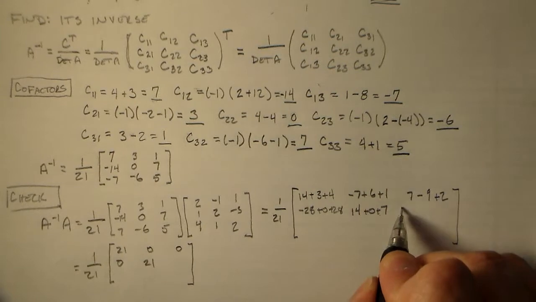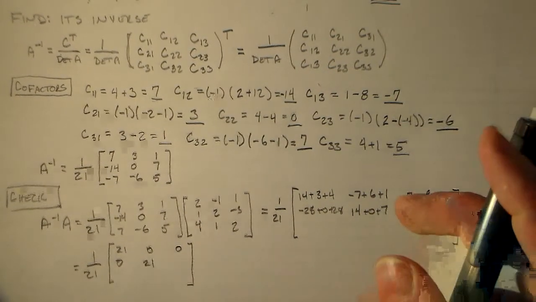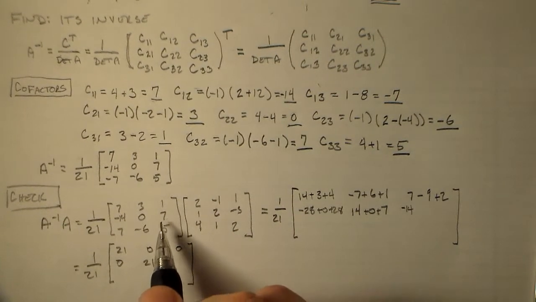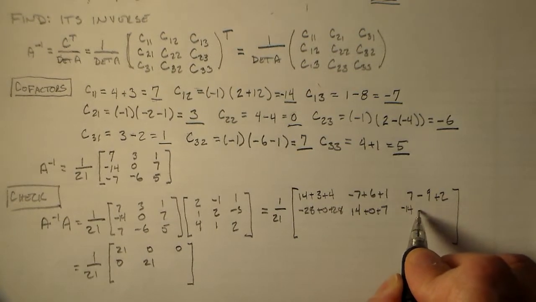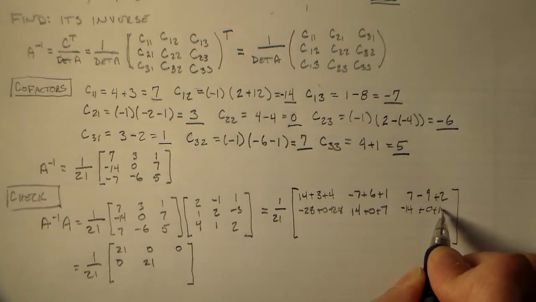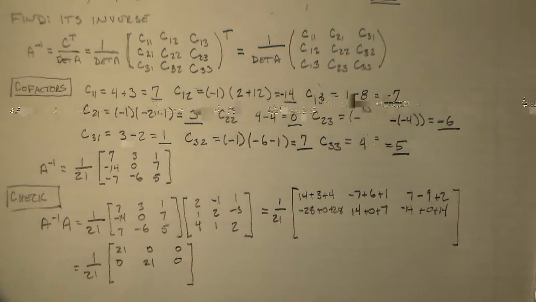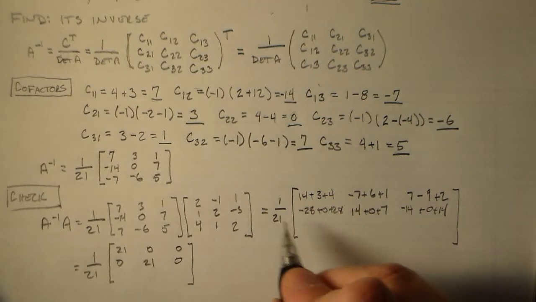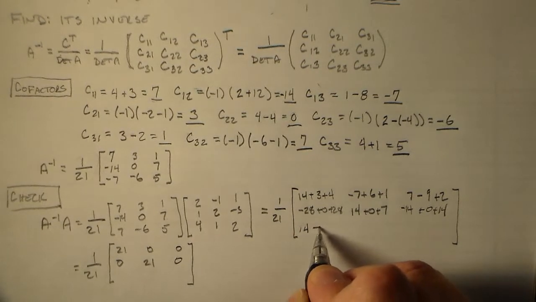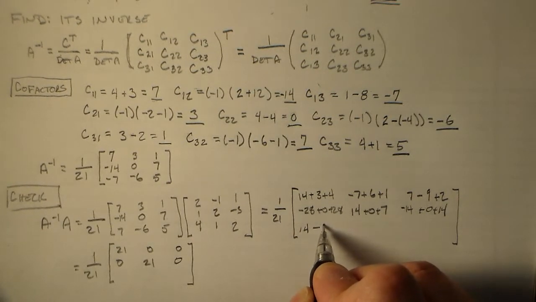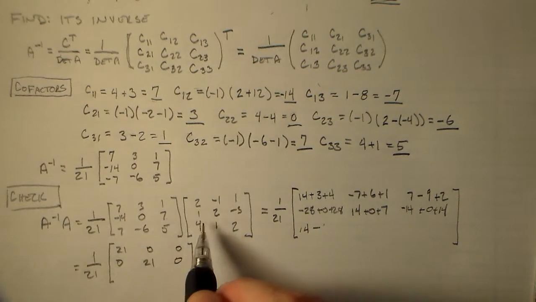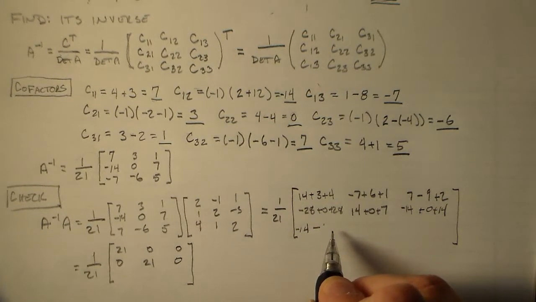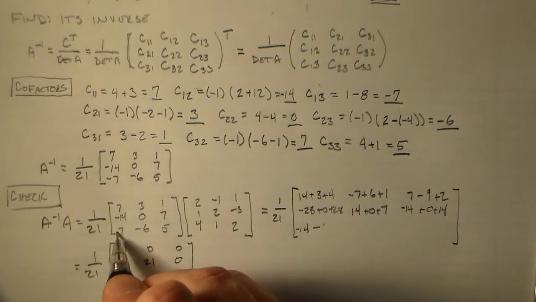Then we have minus 14 times 1, 0 times minus 3, and 7 times 2, which is plus 0 plus 14. So we end up with a 0. All right, so we're at the end. 7 minus 6, 5. 7 times 2 is 14. Minus 6, or minus 14, excuse me. This is minus 7, that's it.